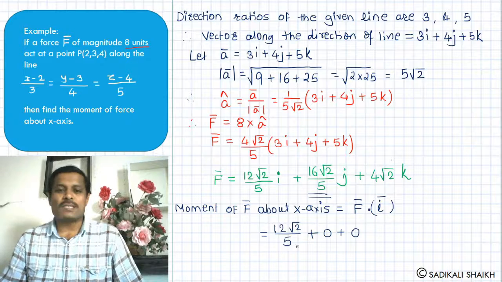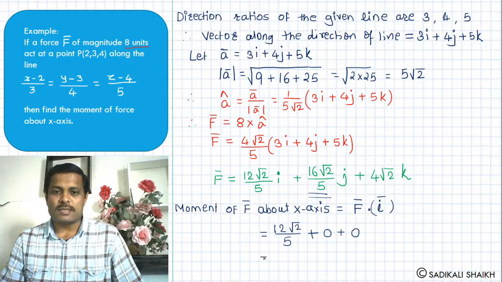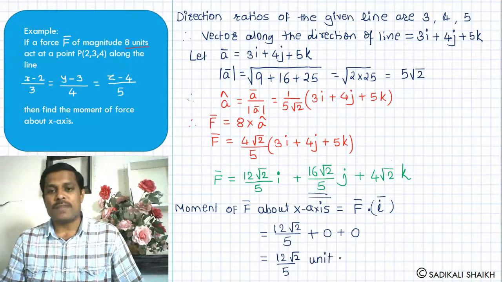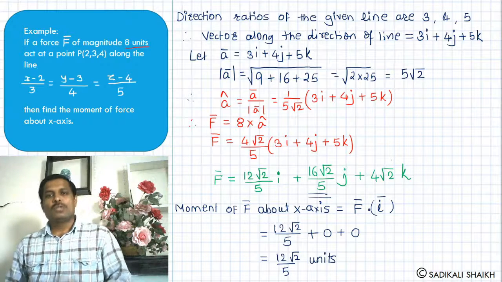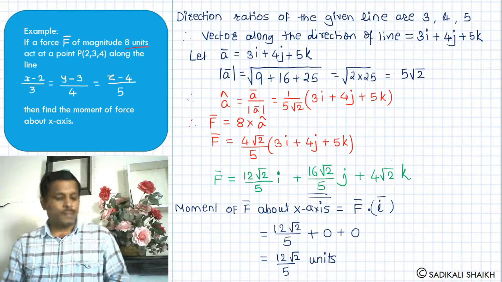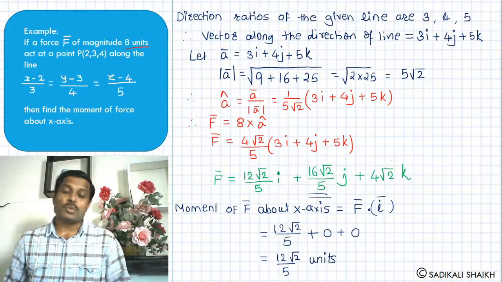And that's why our answer, the final answer, is 12 root 2 upon 5 units. This is the moment of F bar about the x-axis. So this is how you can solve it.